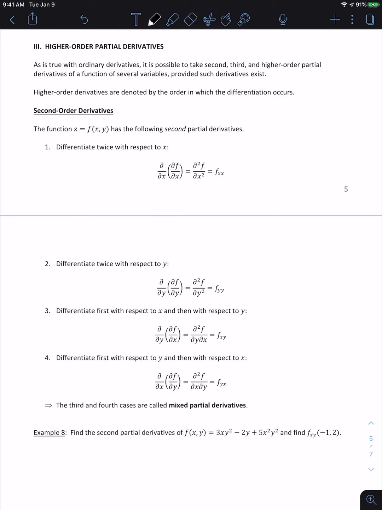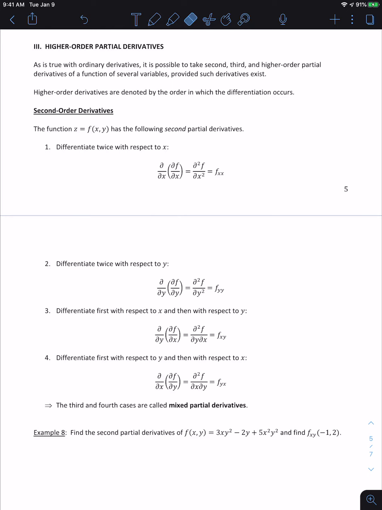As is true with ordinary derivatives, it's possible to take second, third, and higher partial derivatives of a function of several variables, provided such a derivative exists. Higher order derivatives are denoted by the order in which the differentiation occurs. So if I have the function z equals f of x, y, it has multiple partial second derivatives.